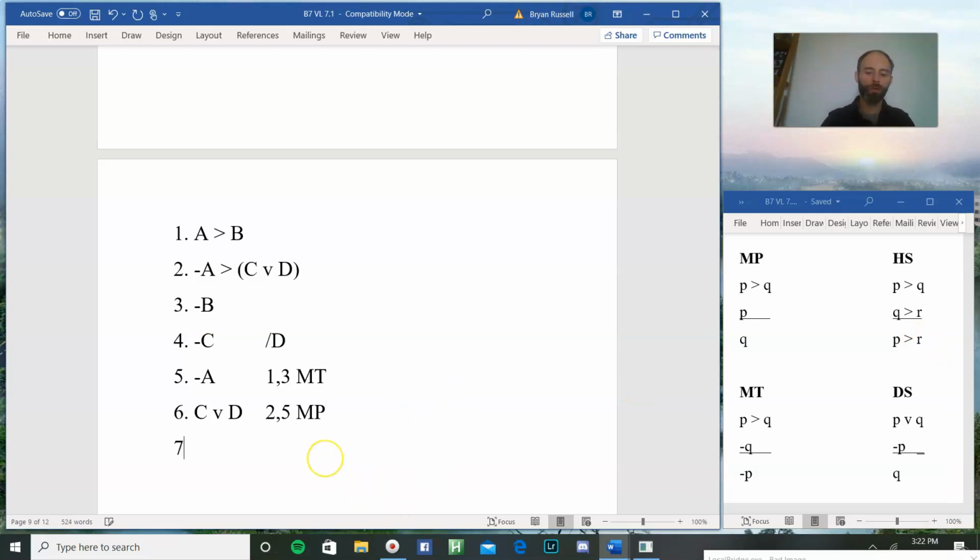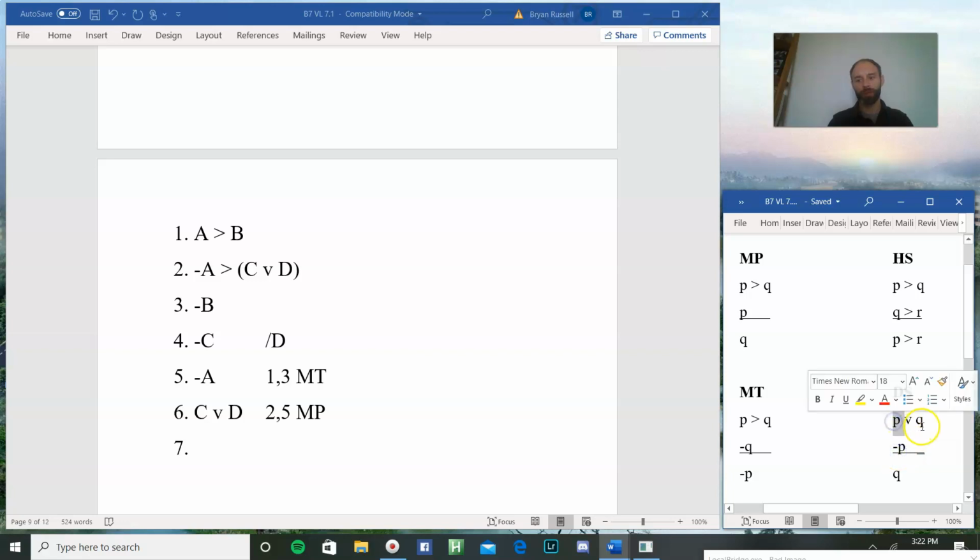All right, so now the new line that we have is 6. So let's see if we can use line 6 with something. What we have in line 6 is a wedge. So the only rule we're likely to use right now, the only rule that has wedges as the main operator, is disjunctive syllogism. Disjunctive syllogism tells us if somewhere we have the negation of the first disjunct, then we can get the second disjunct.